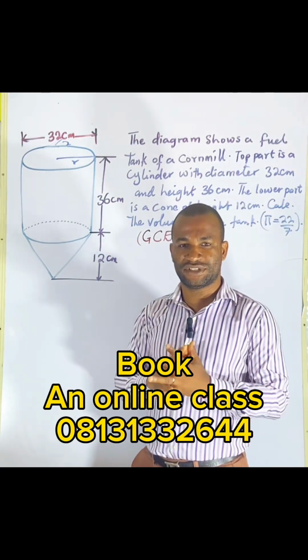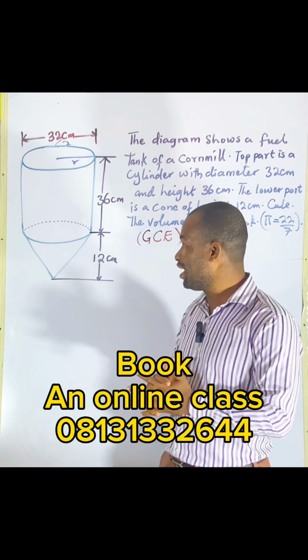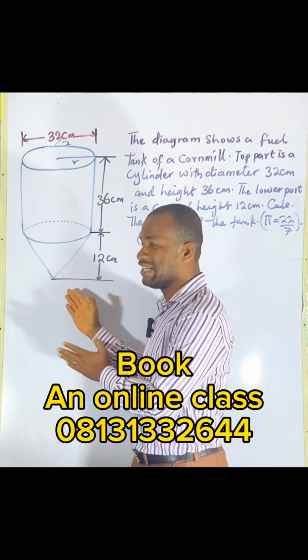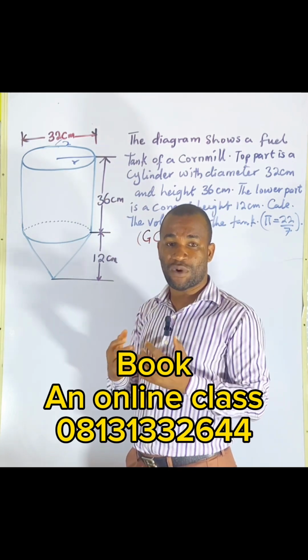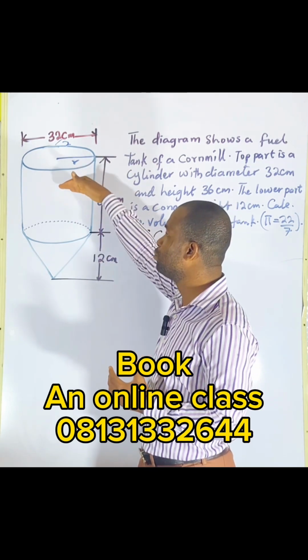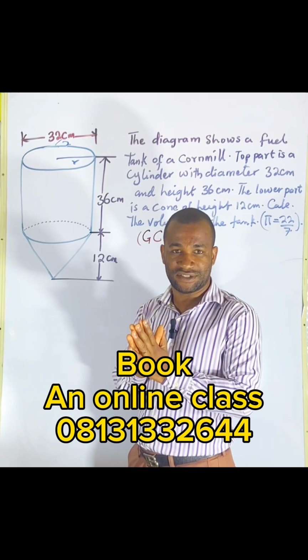Look at this question. I want us to solve it. The first thing you should consider is what this question is. We call it a composite shape. Why? Because we have two or more solid shapes put together.